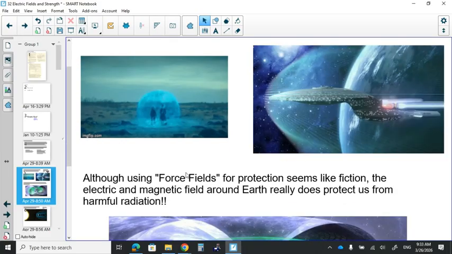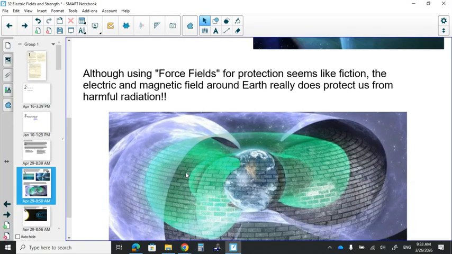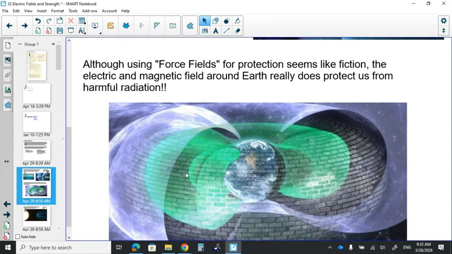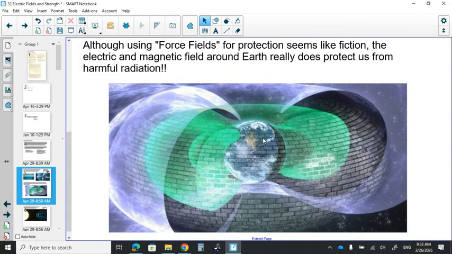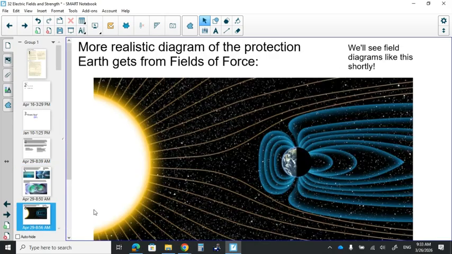Obviously it's not quite science fiction like that, but force fields actually do protect Earth, even actually, right? The electromagnetic field around the Earth protects the Earth from cosmic radiation from the sun. So this picture here shows it kind of better, more realistically, right? You have this cosmic radiation coming along, and it gets deflected because of the magnetic fields around the Earth.